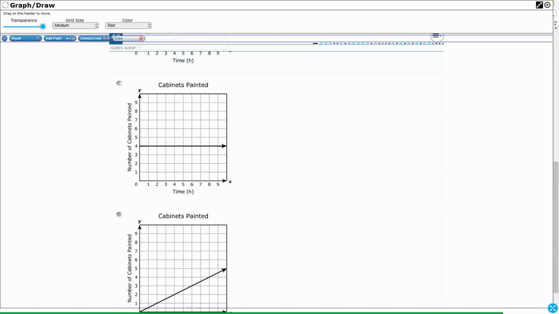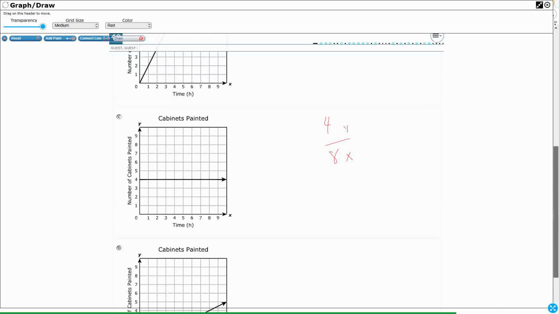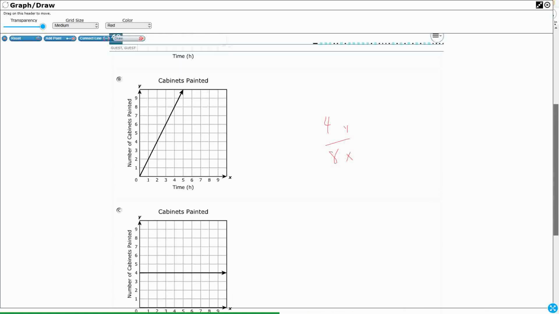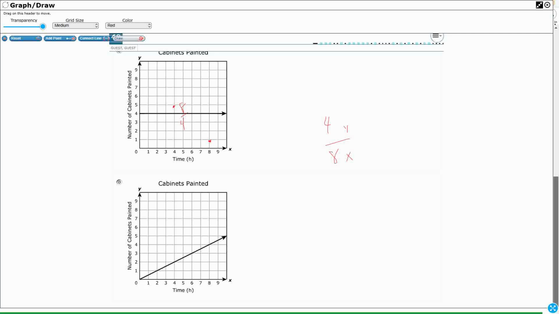Remember, they gave us 4 as the Y, 8 as the X. Well, let's just check that, right? 4 as the Y. 4 cabinets. Let's do that with B first, right? I've got 4 cabinets and 8 hours. Well, first off, that looks like it's going to be too steep of a slope. And secondly, it doesn't hit that one point. So that is, honestly, that's if you flip it. We're going to hit that 8 over 4 rather than 4 over 8. So that's a slope of 2 rather than a slope of 1/2.